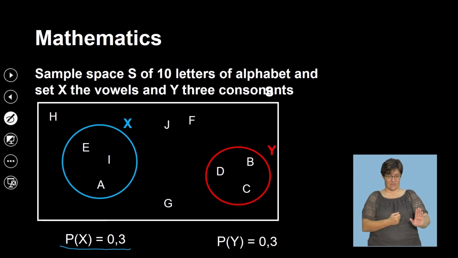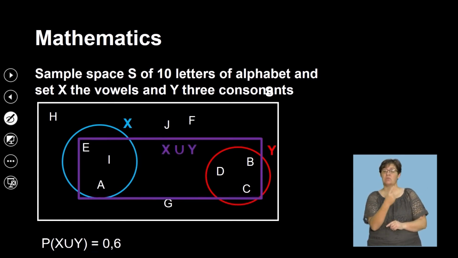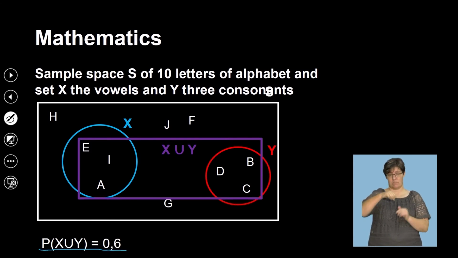And we worked out that the probability of X on its own was 3 divided by 10, which gave us a probability of 0.3. And the probability of Y on its own was also 0.3. Now, what do you think the probability of the union would be? We worked it out. Do you remember? We said the probability of the union was 0.6.